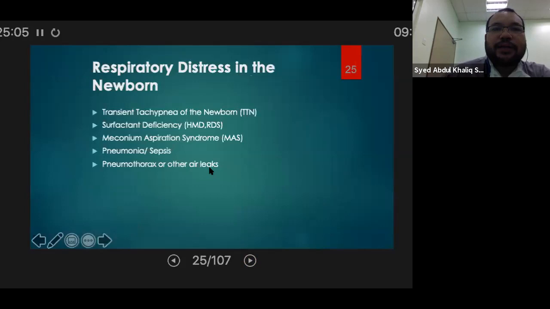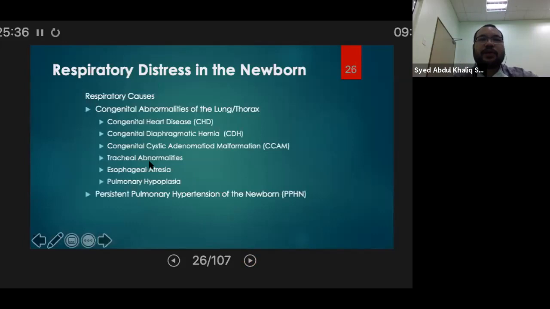Okay, the other problems that we can see, as mentioned before, are transient tachypnea of the newborn, surfactant deficiency, which is RDS, or the other term, hyaline membrane disease. Also meconium aspiration syndrome, pneumonia, sepsis, and pneumothorax and other sorts of air leaks. Pneumothorax, what else? What's the term? Pneumomediastinum. So all these are air leaks.